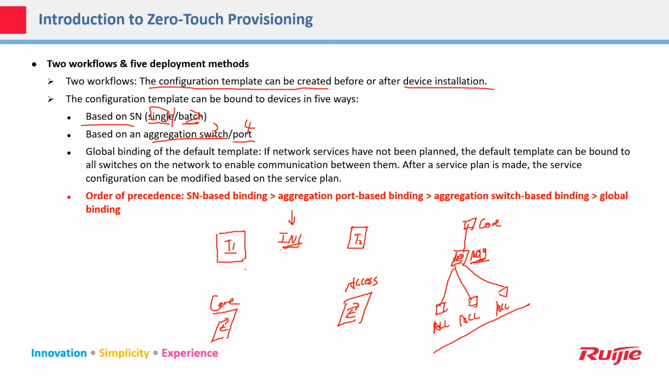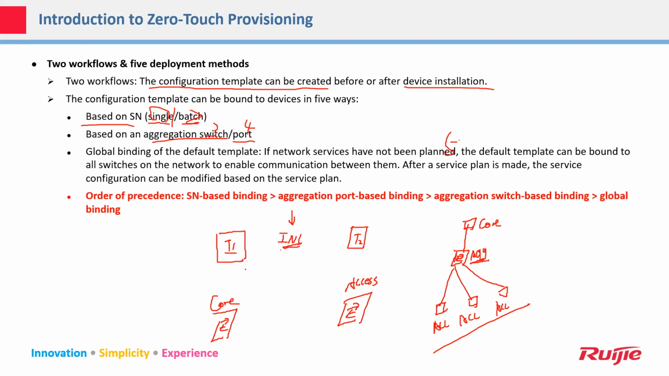And the last method is global binding of a default template. It means all the devices will have the same template, but it can only allow all the devices to communicate with each other. It's not related to the services. Okay, so this is 5.